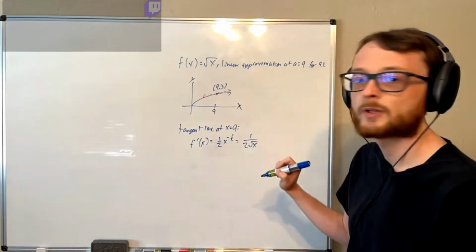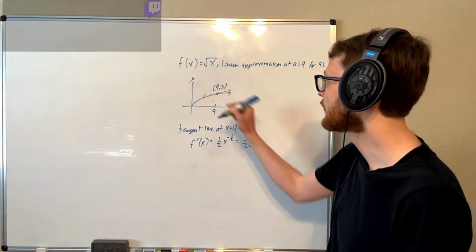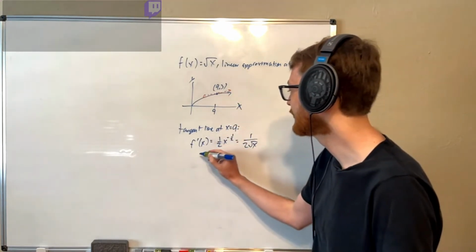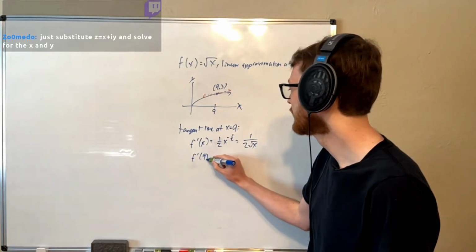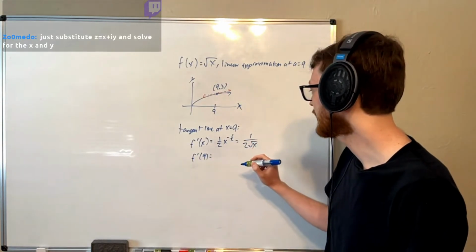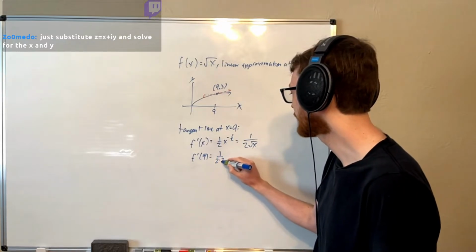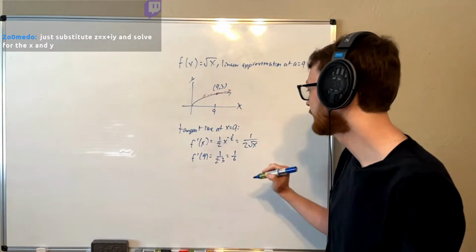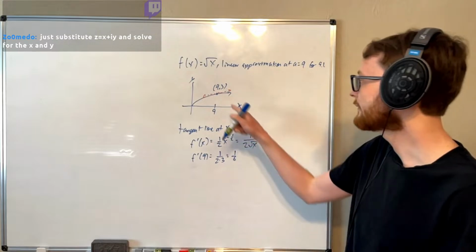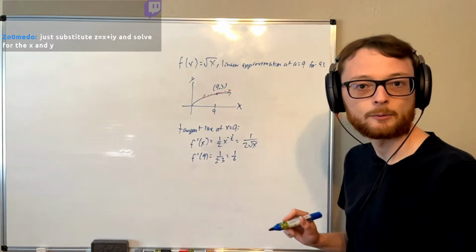So we have the slope of the tangent line for any point x, but we want the slope of the tangent at x equals 9. So let's plug 9 into this. Square root of 9 is 3. So we have 1 over 2 times 3 equals 1 over 6. Great. So we have a point, we have a slope, we can make a line with that.